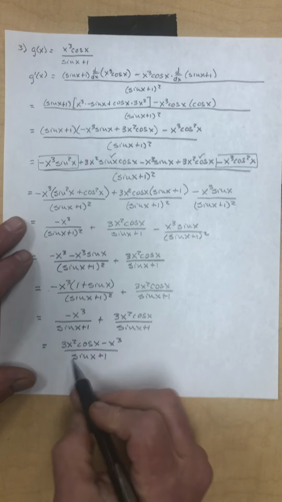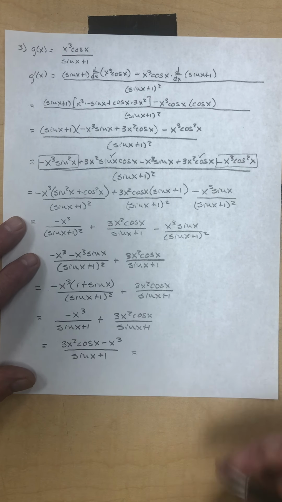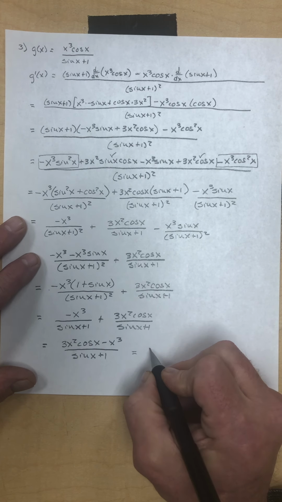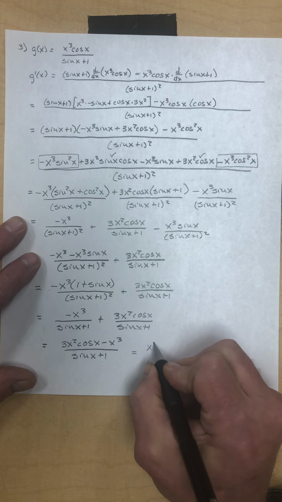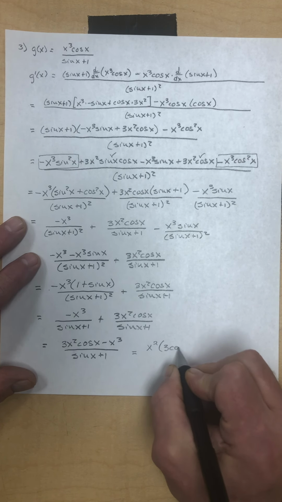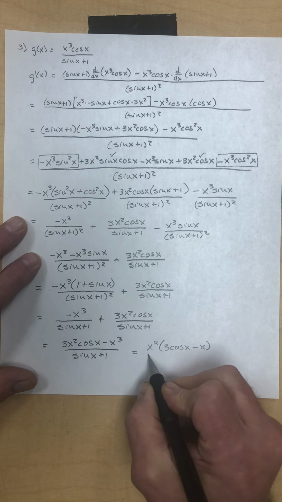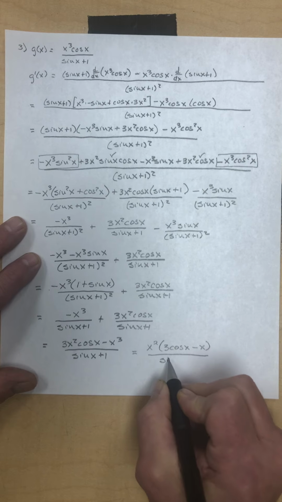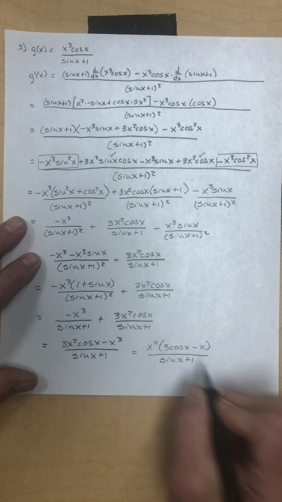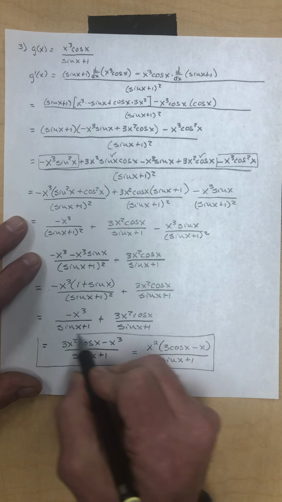Now granted, you have a GCF of x squared up above that you could factor out if you wanted to, but it doesn't really do anything. You could do it if you wanted to. And so you might present your answer as x squared times 3 cosine of x minus x all over sine of x plus 1. But notice I can't do anything more. Okay, so either of these two guys.